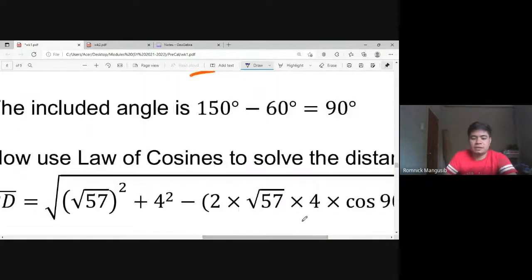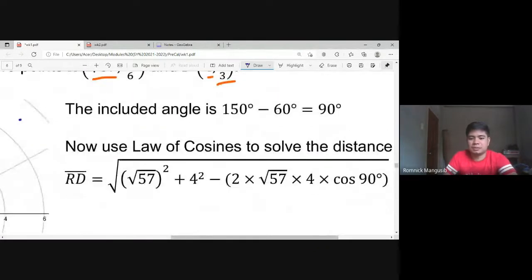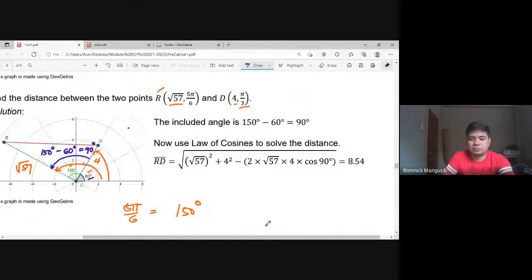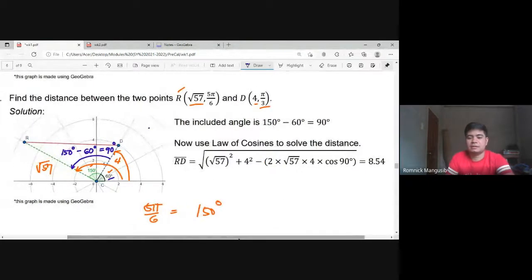So when angle is now 90 degrees, you have to substitute that to the formula and it will now give you the expected answers, no? O yan na, this is 90 degrees. So square root of 57 plus 4 squared minus twice the product of the two radii and multiply that to cosine of 90 degrees included angle will give you 8.54.